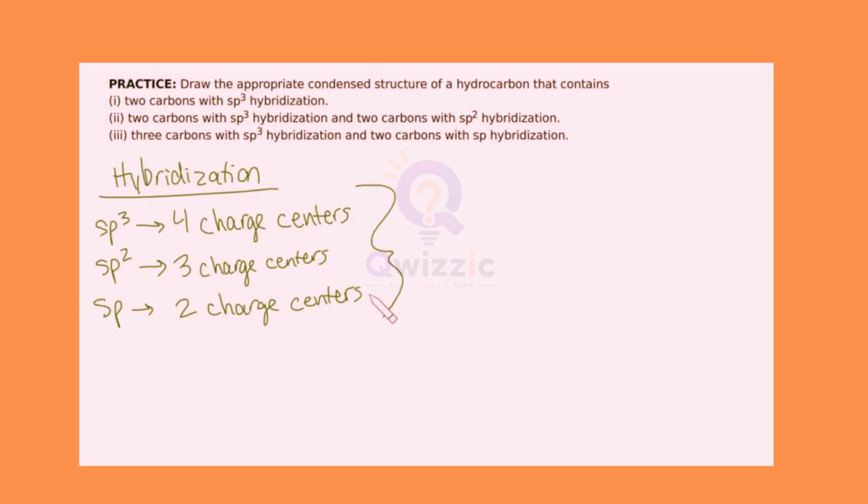Now, what is a charge center? Let's curly bracket this. A charge center is going to include a lone pair or any type of bond. So 1 lone pair on an atom, 1 charge center. 1 single bond is 1 charge center. 1 double bond is still 1 charge center, okay? So it doesn't matter whether it's a single, double, or triple bond, that still just makes it 1 charge center.